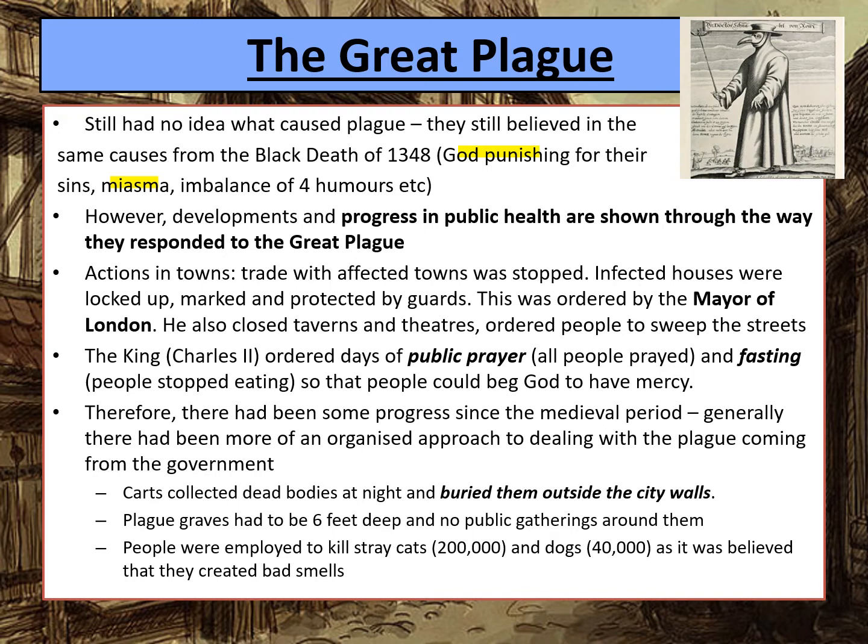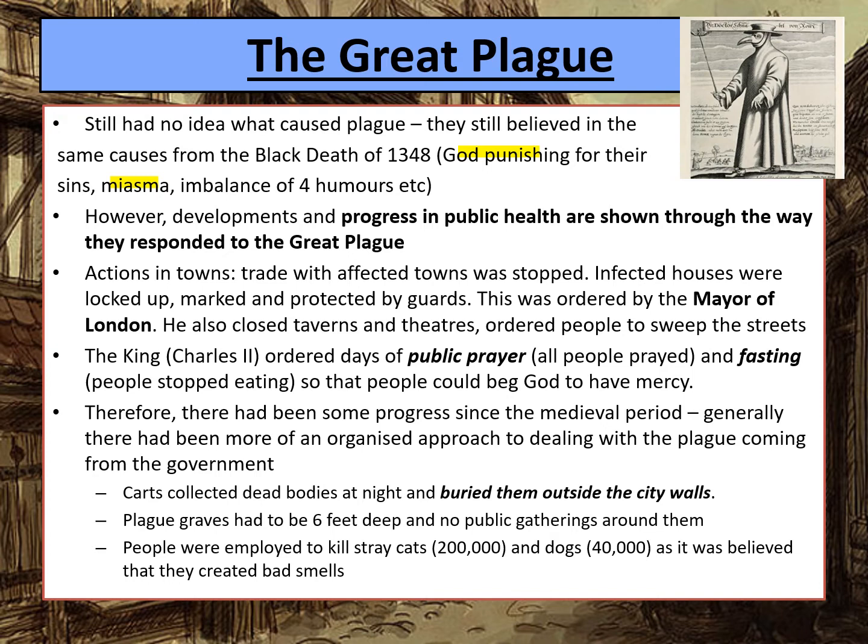There were a couple of new ideas in what they believed caused the plague. For instance, there were lots more people that thought things like cats and dogs were actually the cause of the Black Death and the Great Plague, because they were basically dirty animals that they believed were causing bad smells, which was then causing the Great Plague. So generally things were very similar.